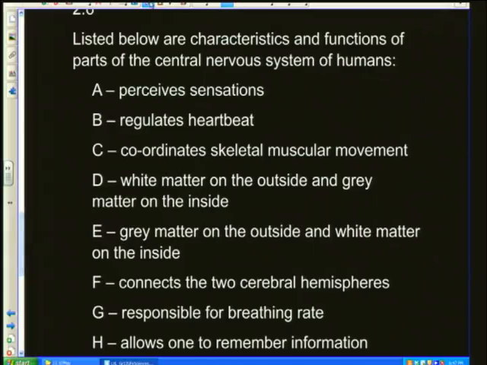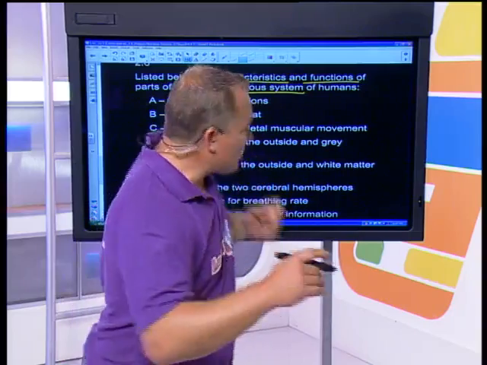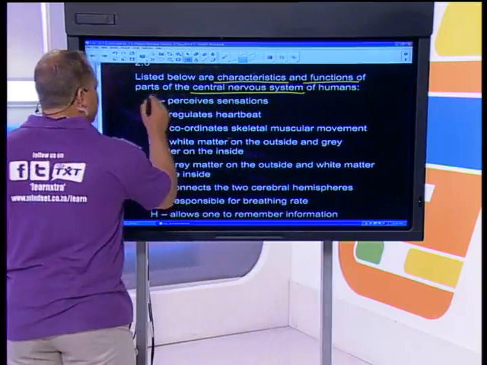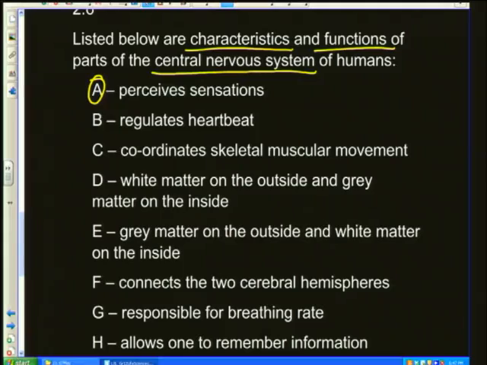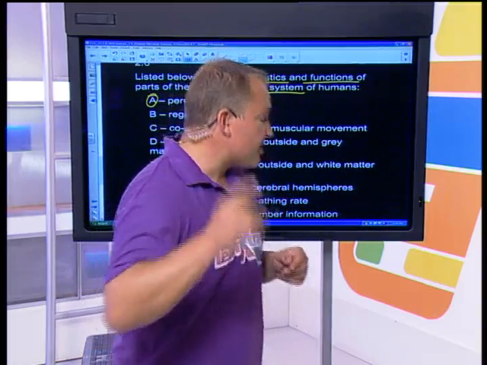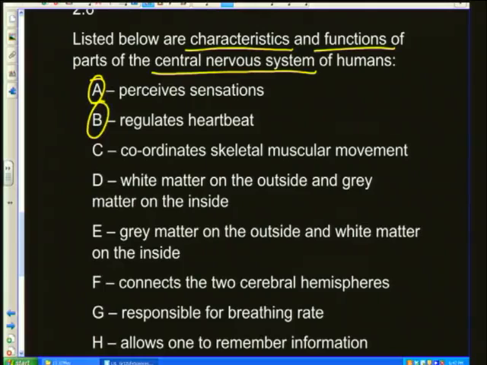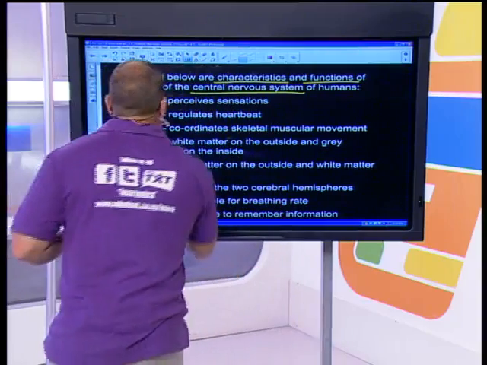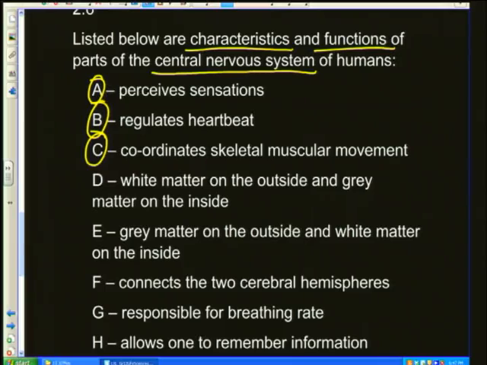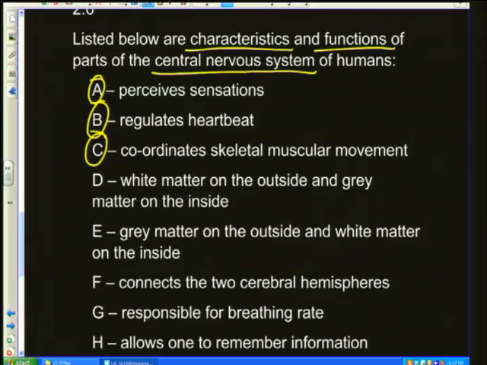There's a list below of characteristics of functions of parts of the central nervous system in humans. So these are things that happen in the central nervous system. So now what they want to do, they're having a look at, right? Let's see. A, perceive sensation, right? Perceive sensation. Next one, regulates heartbeat. I'm not going to underline them because we're going to need them just now. Regulates heartbeat. Next one, coordinates skeletal muscle movement. Coordinates skeletal muscle movement.